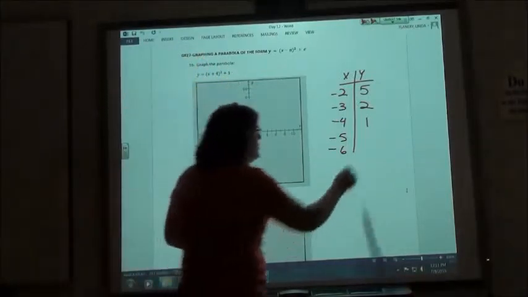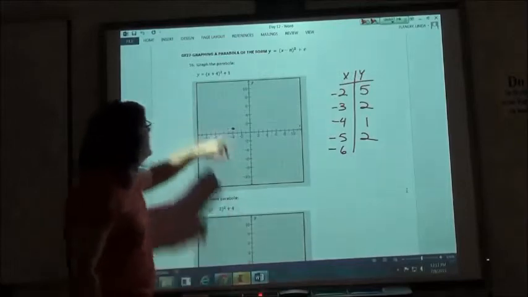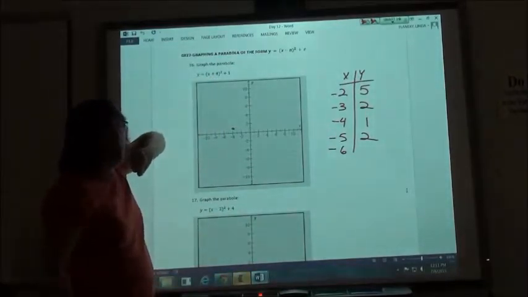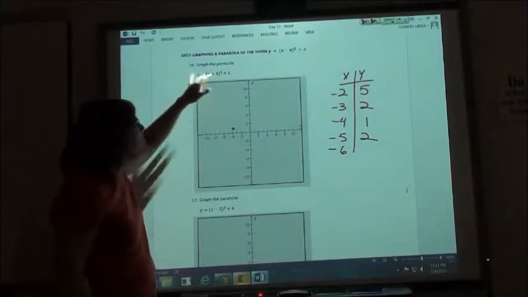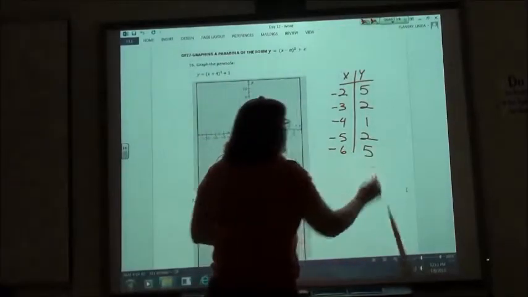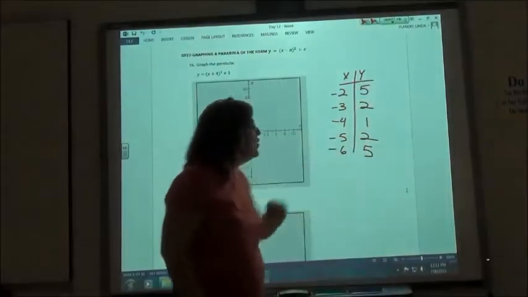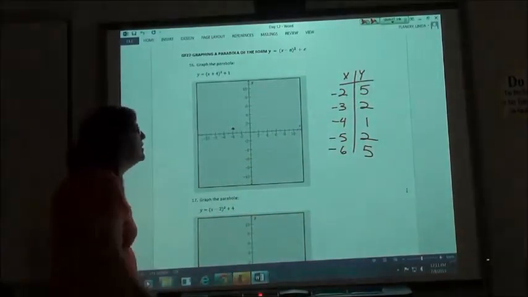1 plus 1 is 2. Negative 6 plus 4 is negative 2. A negative 2 squared is a positive 4. 4 plus 1 is 5. So since this is going to be a parabola, these values match up, these values match up, and of course our vertex is in the middle.